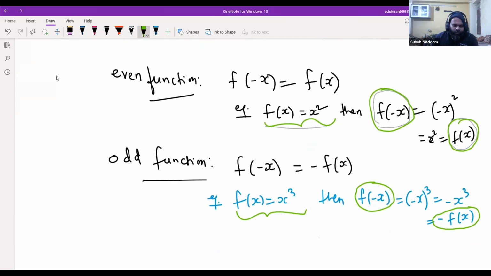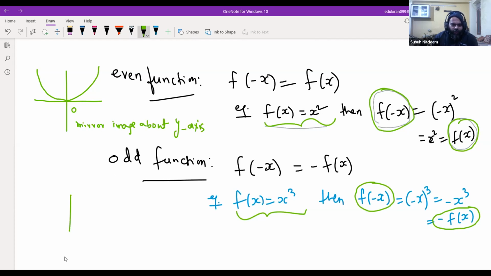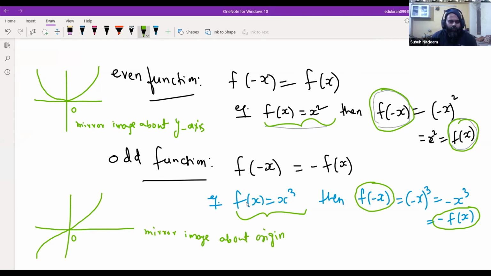If you draw the graph of an even function, for example x square, the graph is like this. That is a mirror image about the y-axis. And for an odd function like x cube, the graph is like this. This is a mirror image about the origin. So this is what we observe about even and odd functions.